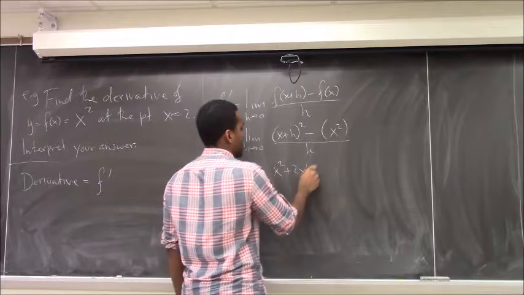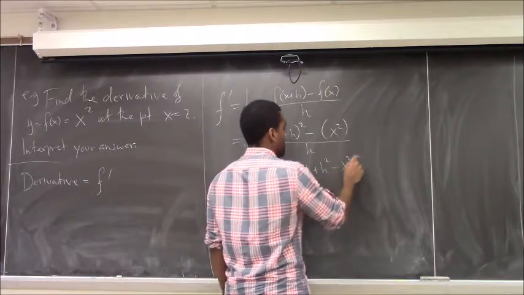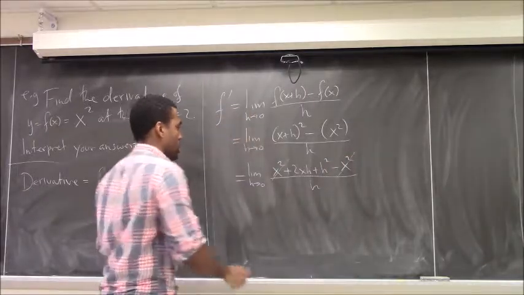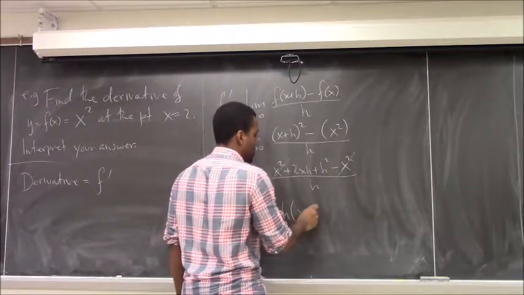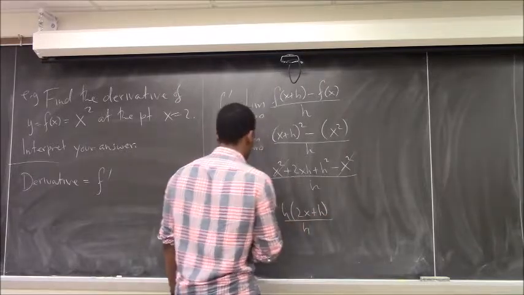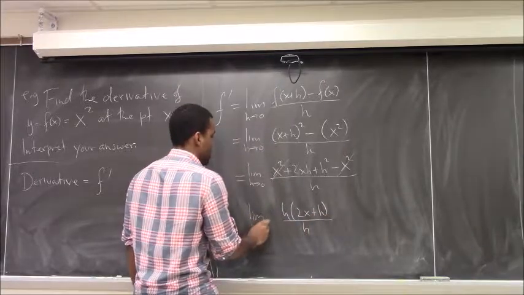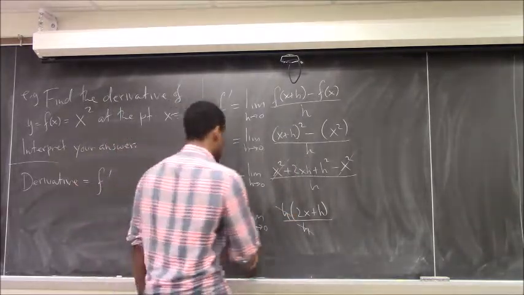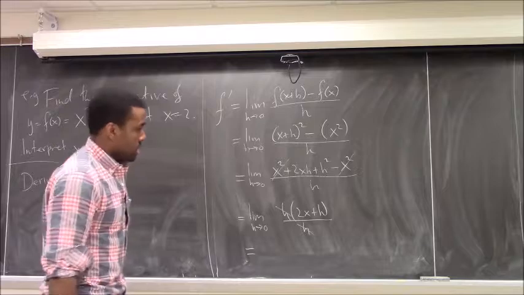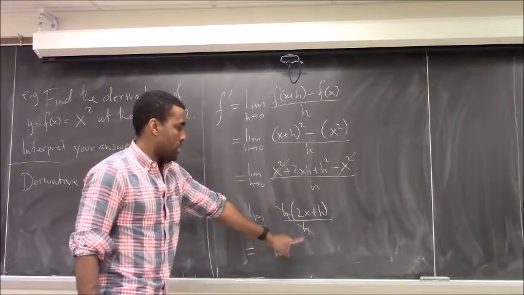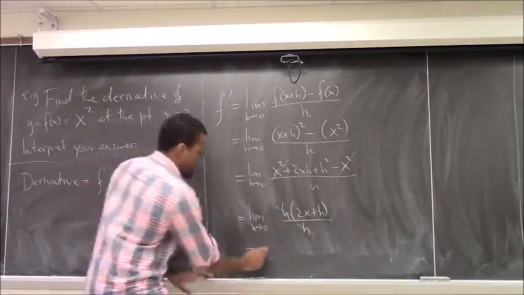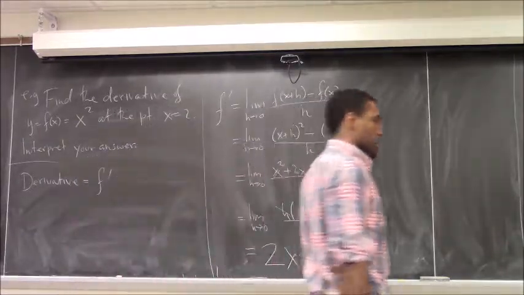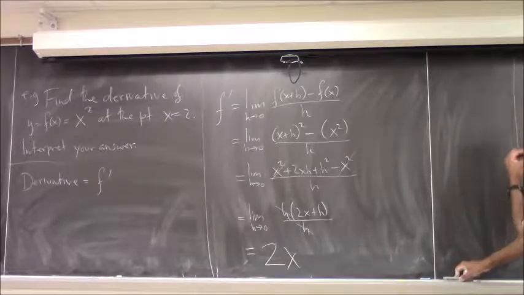We expand this. We get the x squared, subtract the x squared. There's a common h in the top, which I can factor out. I didn't take the limit yet, but the h's cancel at this point. So now I can take the limit as h approaches 0. I can just plug in 0 now because I canceled the h in the denominator. And the answer is going to be 2x. So it turns out the derivative of the function x squared is 2x.